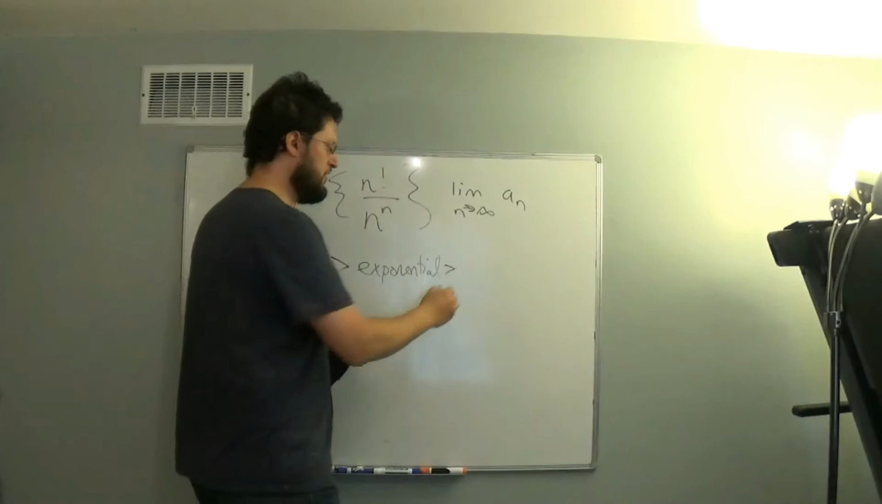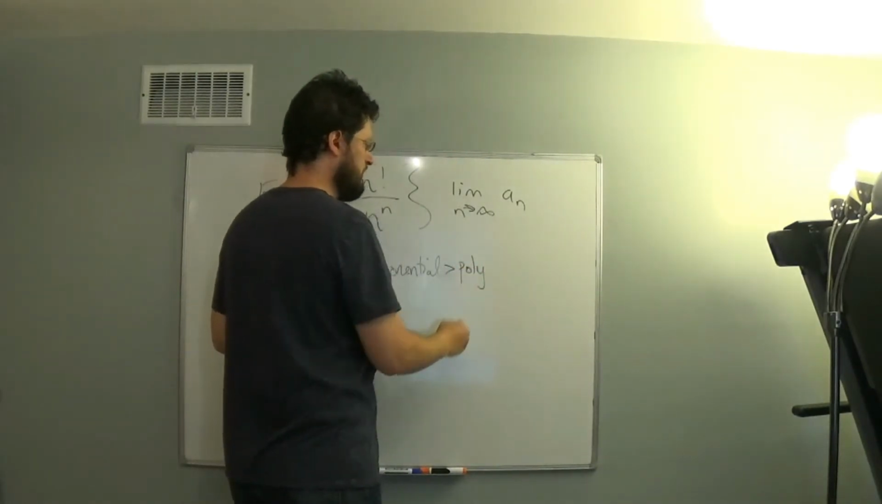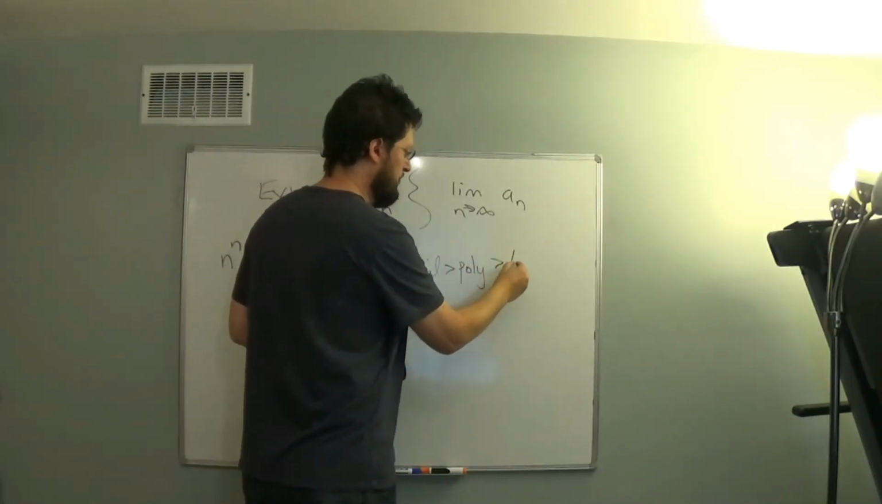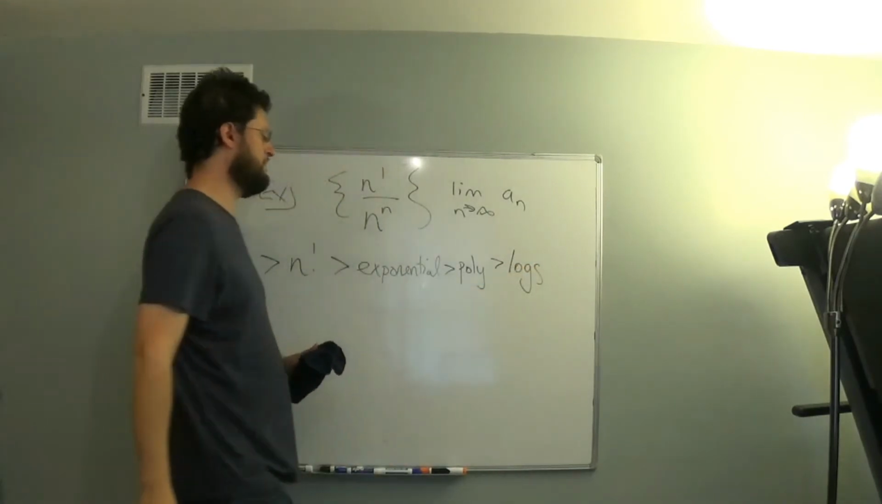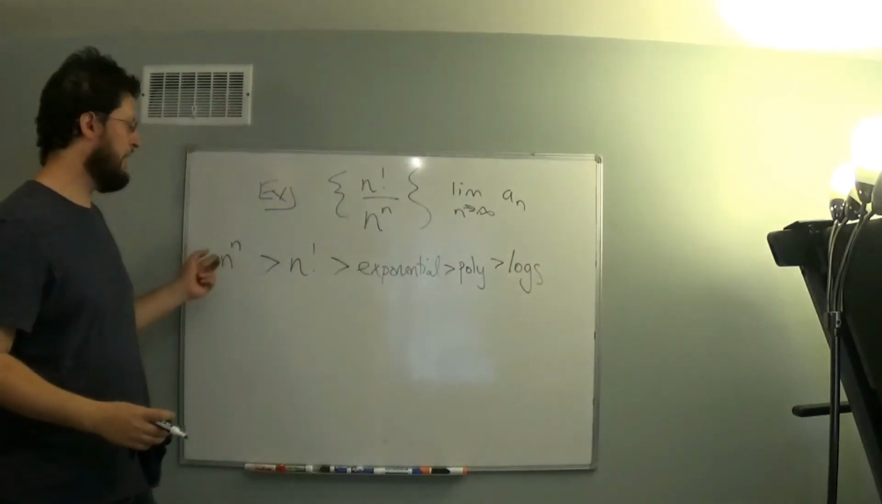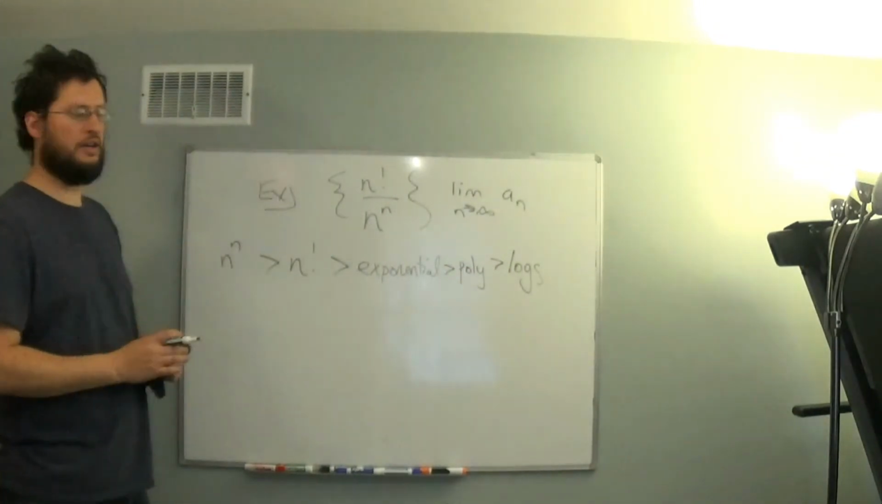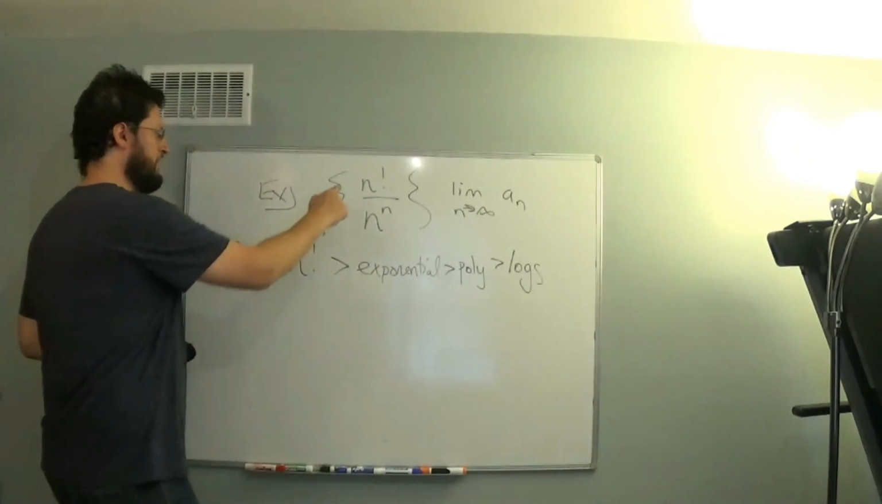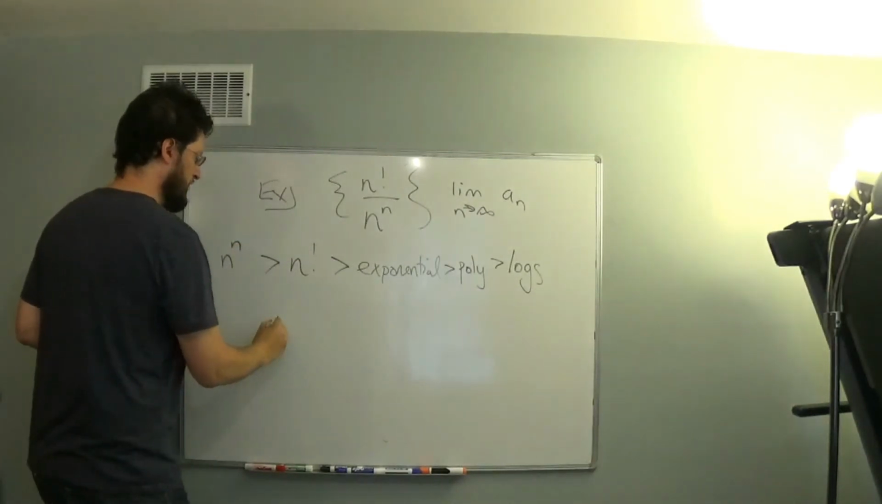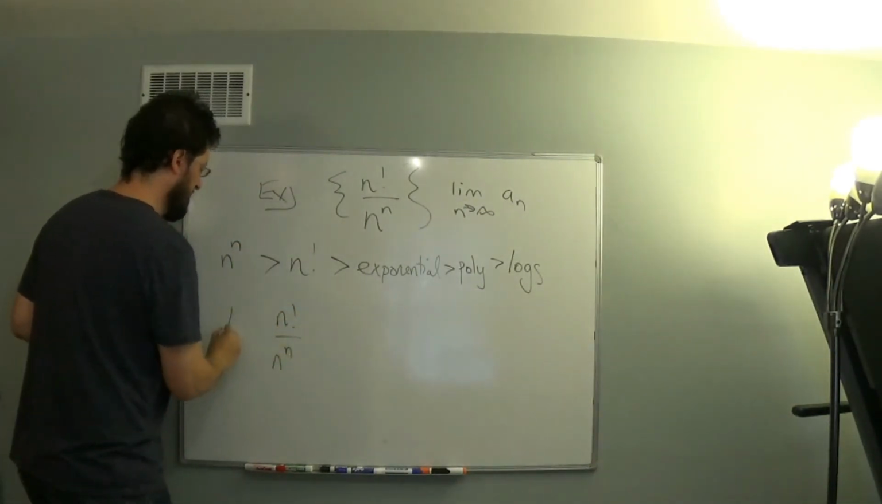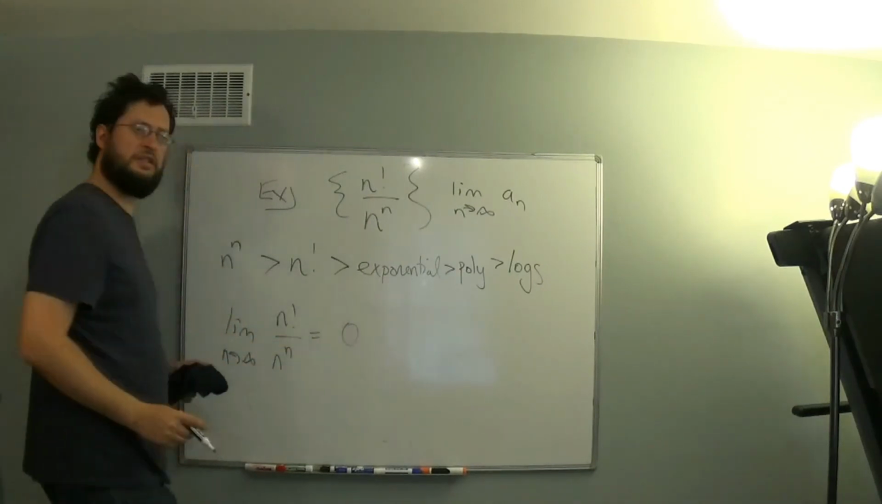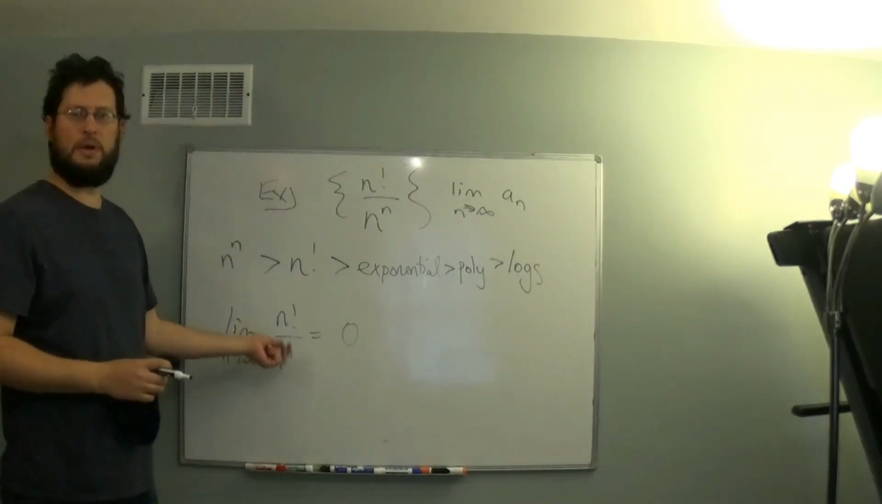But exponential functions will beat polynomials, and polynomials will beat logs. And this is our hierarchy of functions as far as how they compare when taking a limit. But in this case, n to the n wins, so the limit of n factorial over n to the n, as n goes to infinity, will be 0 because the denominator is more powerful than the numerator.